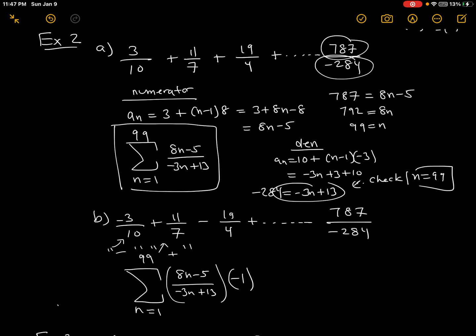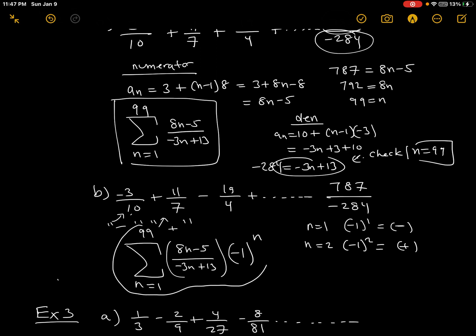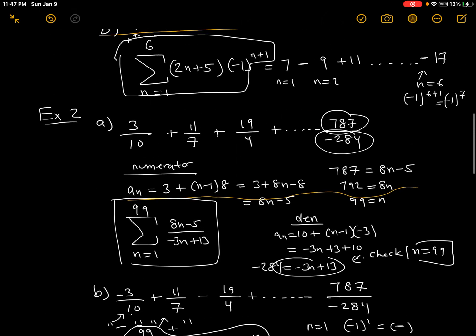And again, you can check, right? For n is equal to 1, negative 1 to the 1 should result in a negative value, which it does on the first term. For n is equal to 2, negative 1 squared should result in a positive value. And the second term right here for 11 over 7, that's positive. Okay, so this should be the rule because I already did all the work in part A. Sometimes all you need to insert is a negative 1 to the n, or in the previous example, negative 1 to the n plus 1, because it actually started as positive.